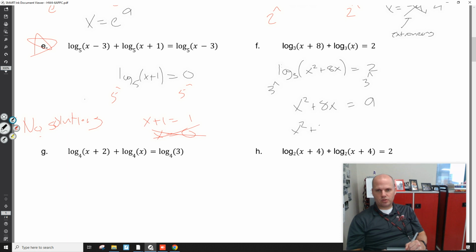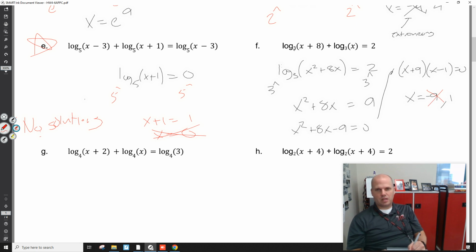That's x squared plus 8x minus 9 equals 0. That is (x plus 9)(x minus 1) equals 0. I get x equals -9 and x equals 1. I cannot plug in -9 into the logarithm. This is an extraneous solution. I can plug in 1.